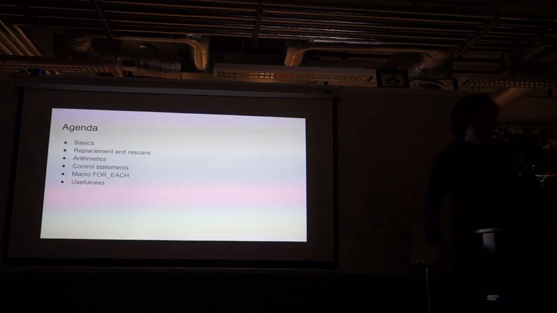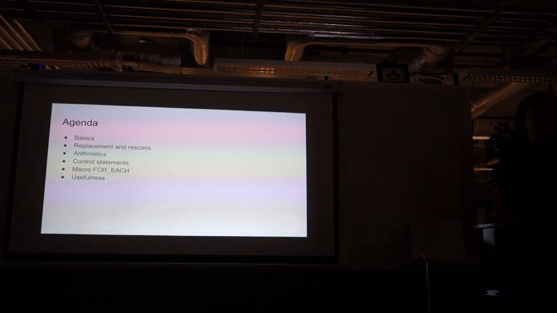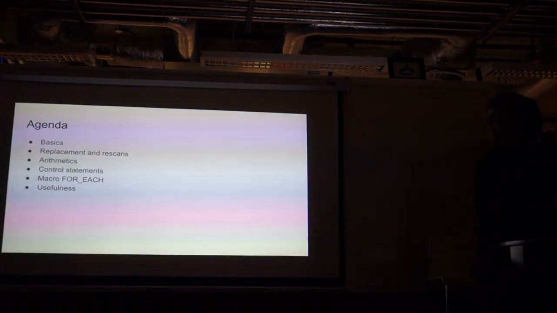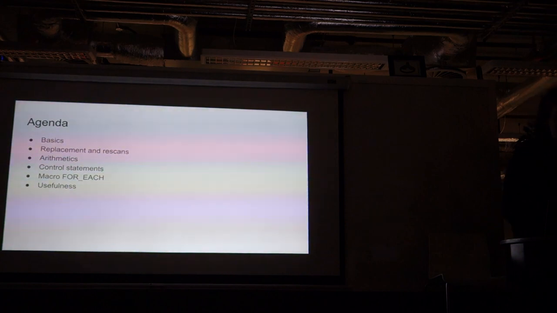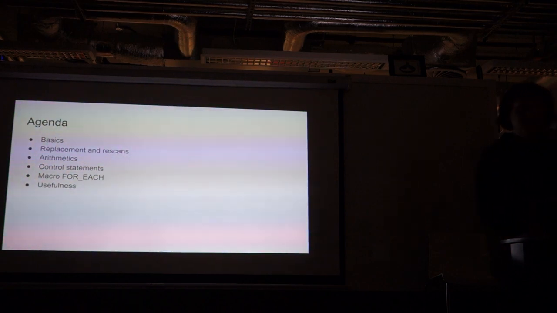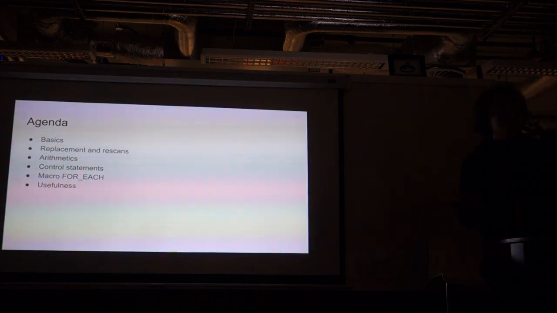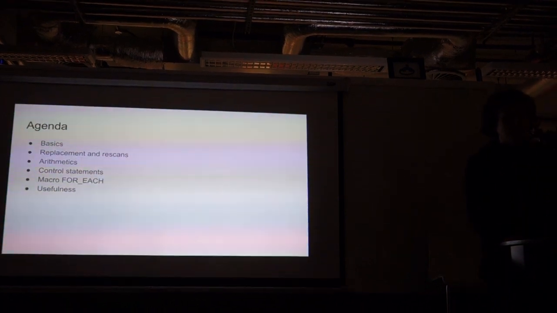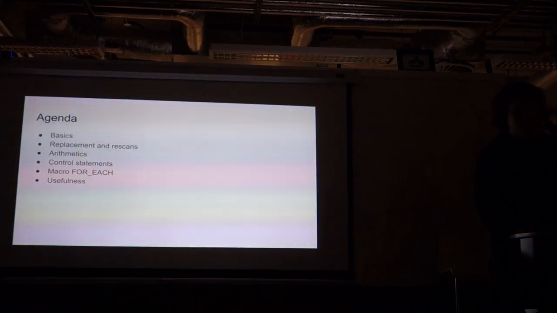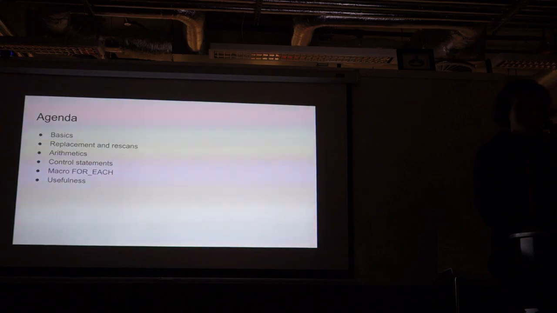This is my agenda. Today we are going to talk about the basics, about basic operators like sharp and sharp sharp, replacement and rescanning, how they happen and why we can get some desired results, and how we can trick the preprocessor and do what we want. Also, I will show you how we can implement arithmetic. Surprisingly, we can sum numbers in the preprocessor, which is kind of strange, but also exciting. It's cool.